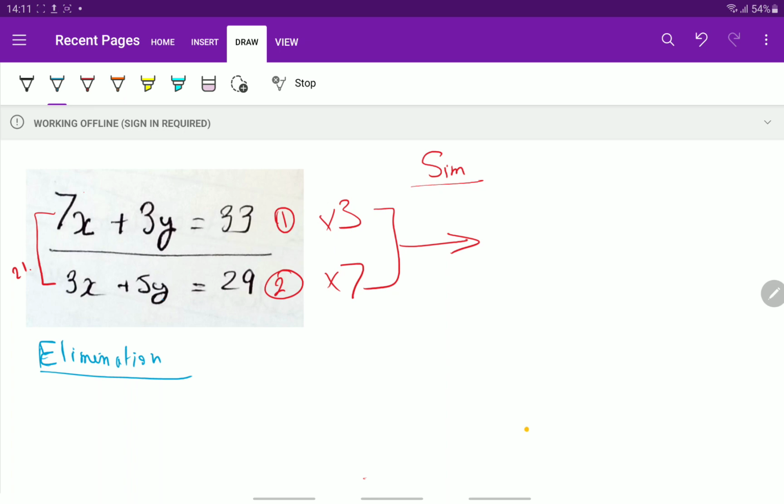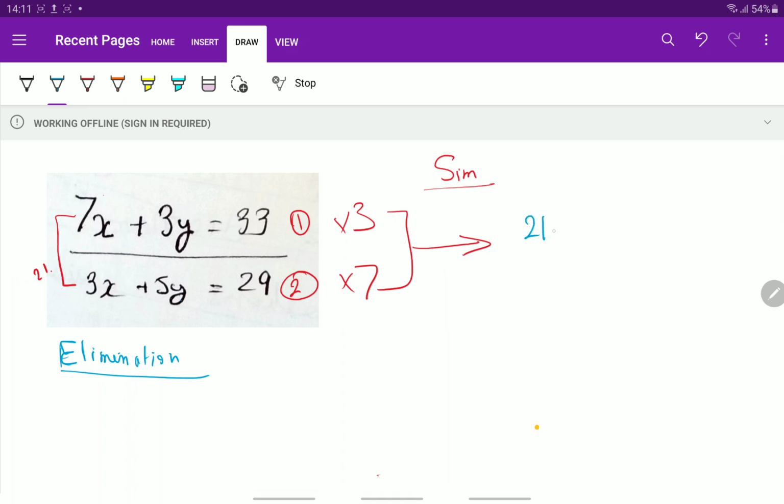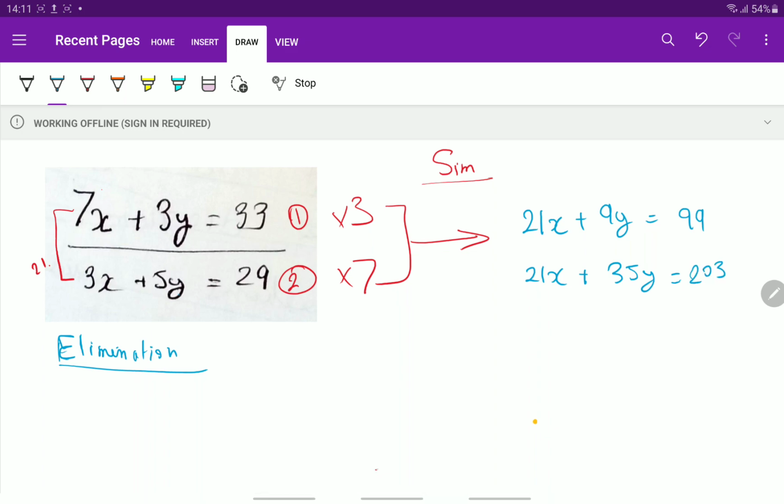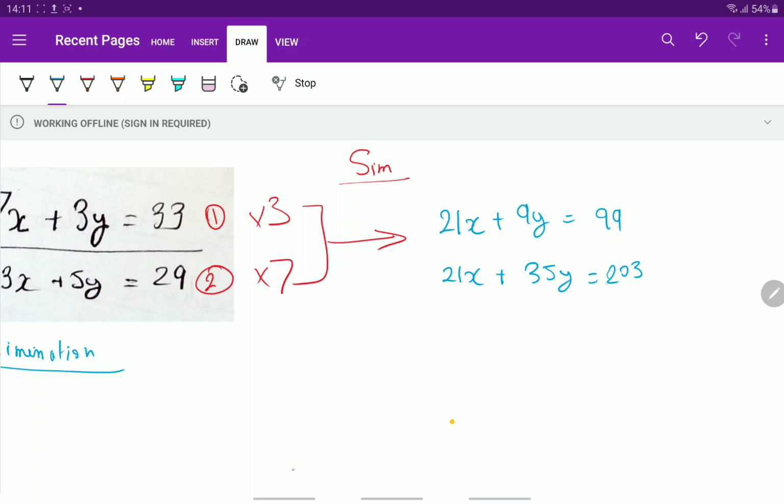So the new equations should be: 7 times 3 is 21, so 21x plus 3 times 3 is 9y, equal to 33 times 3, which is 99. And then our second equation is 21x plus 7 times 5 is 35y, equal to 29 times 7, which is some big number, 203. Right. We now have these two new equations.